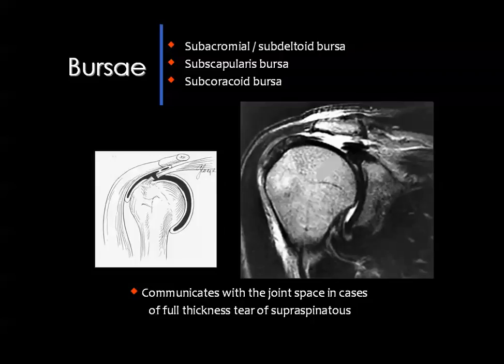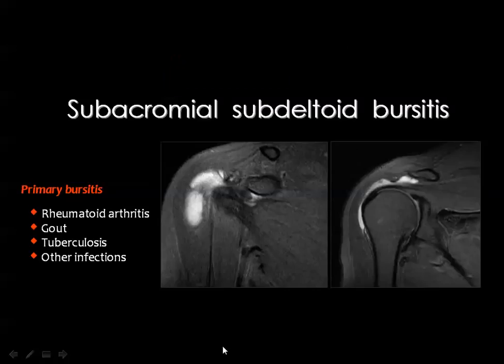Then the bursae around the shoulder joint are three, and you remember the subacromial subdeltoid bursa, the subscapularis bursa, and the subcoracoid bursa. The subacromial bursa is located underneath the acromion, and it will extend underneath the deltoid, hence its name, subacromial subdeltoid bursa. And you know that fluid will accumulate in the bursa whenever it is inflamed, and this is known as bursitis, which can be seen in cases of rheumatoid arthritis, gout, TB, and other types of inflammatory lesions.